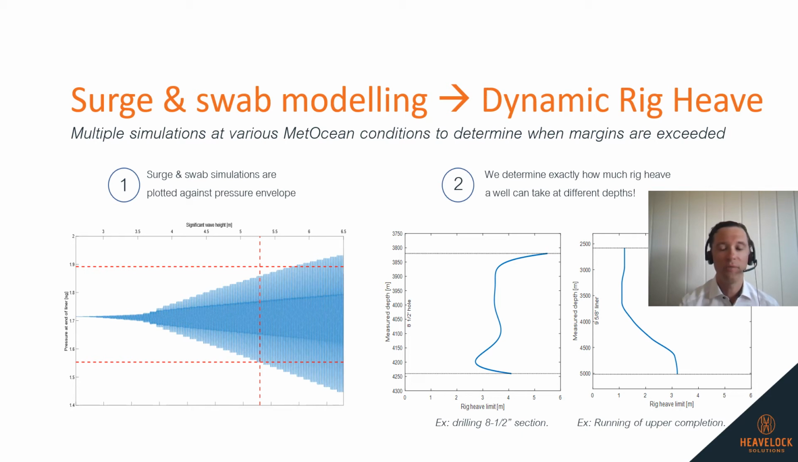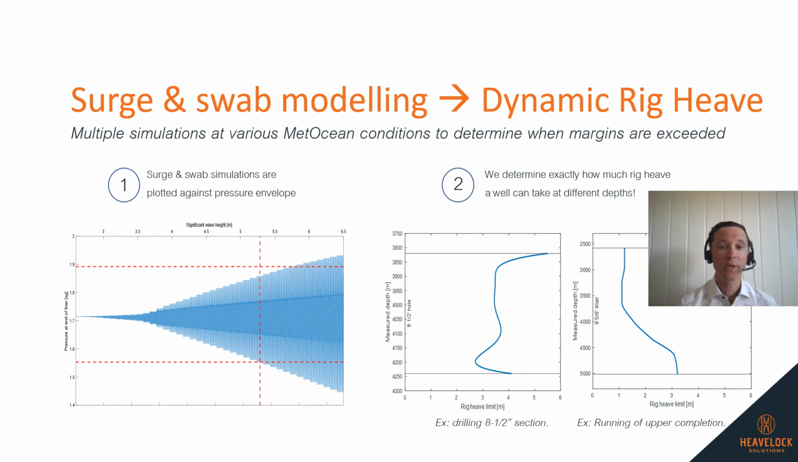So a rig heave which we calculated for different depths along the well trajectory. And as you can see, this rig heave is very different at different depths. And you can also see that it's very different for different operations. So the graph to the left, for example, is your dynamic rig heave for drilling of 8.5 inch section. And to the right, this graph is your rig heave limit when running upper completion.